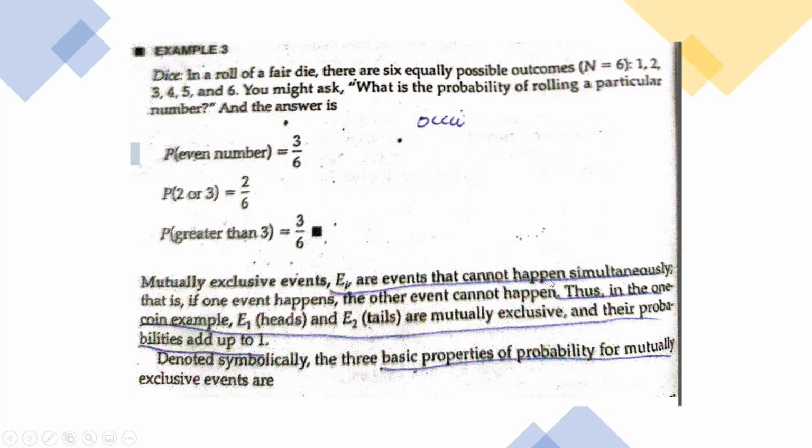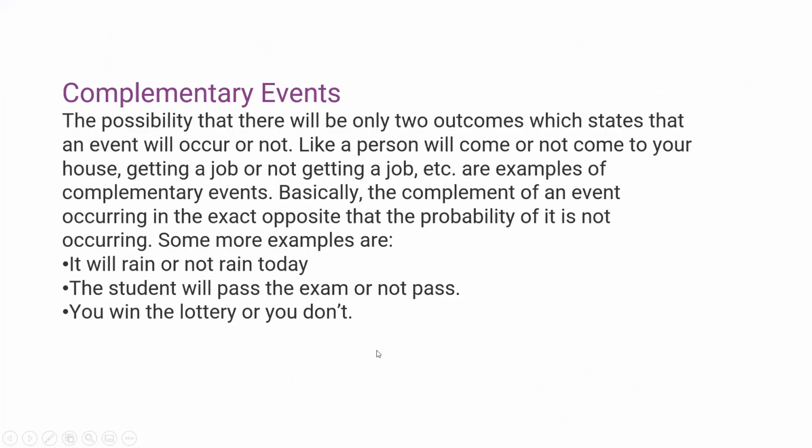So the mutually exclusive events cannot happen simultaneously, and this I have already explained. And the complementary events, as I have already told, are complementing each other. One will occur and one will not occur. There is no alternative for that. Examples are that it will rain or not rain, the student will pass the exam or not pass the exam, and you will win a lottery or you don't win a lottery. So basically the complement of an event occurring is the exact opposite, that is, the probability of it not occurring. So these are complementing each other.